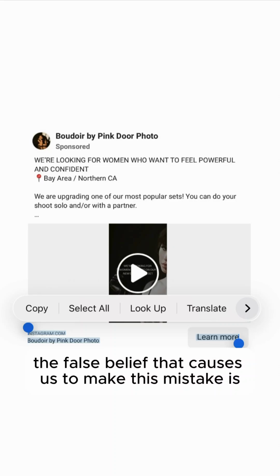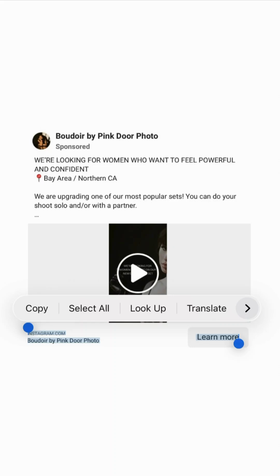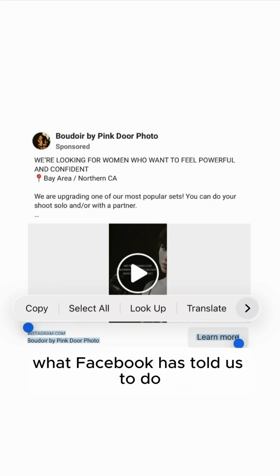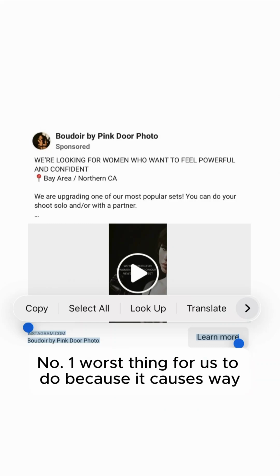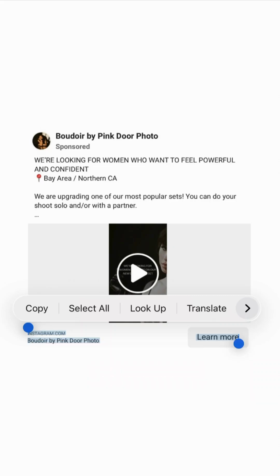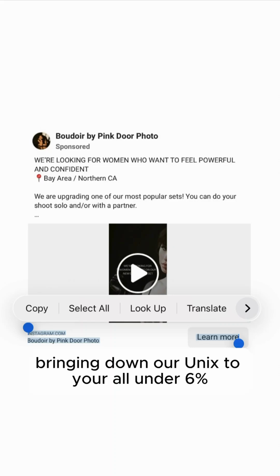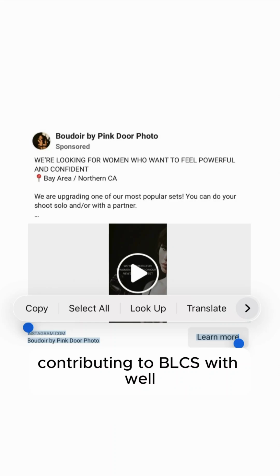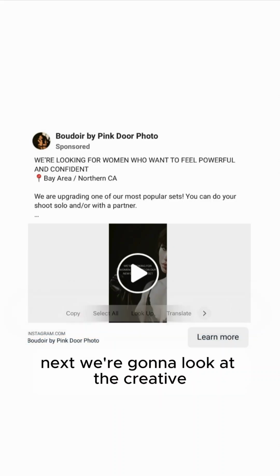The false belief that caused us to make this mistake is that we're actually following what Facebook has told us to do. And following what Facebook has told us to do is literally the number one worst thing for us to do, because it causes way, way, way more women to scroll by our Boudoir Facebook ads than necessary, bringing down our unique CTR under 6%, contributing to BLCS, Boudoir low click syndrome. All right, next we're going to look at the creative.